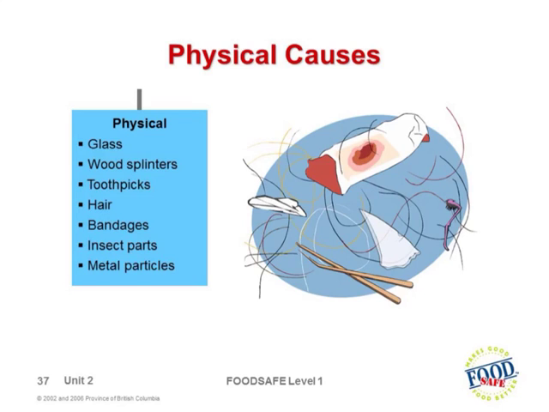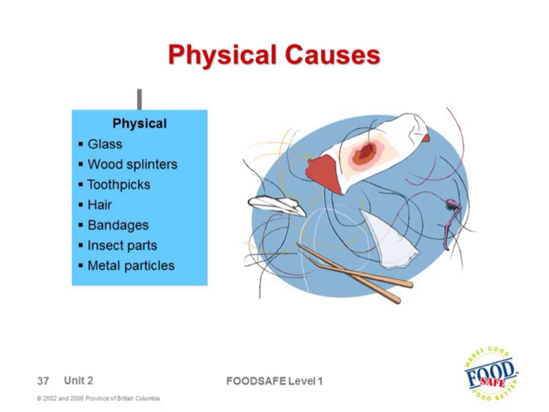Okay, and the final area of foodborne illness that we looked at were physical causes. So glass, wood splinters, toothpicks, hair, bandages, insect parts, and metal particles. So these are things that we just have to be very careful to not get into the food. Insect parts are sometimes unavoidable, simply because of where you get your produce from. But things like glass, if a glass breaks anywhere near something you're cooking, you always need to make sure that you throw out whatever you were cooking, simply because you don't know if a little piece of glass jumped in.